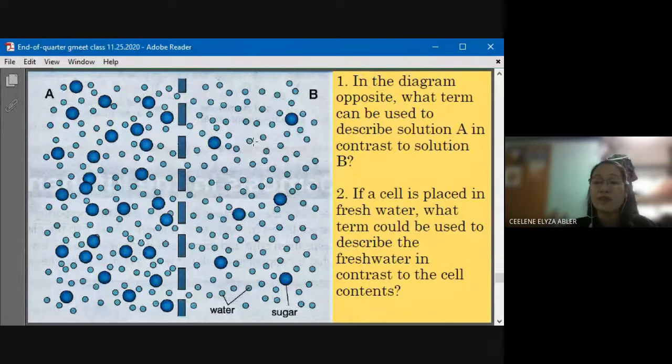So the movement of water, class, is always from a hypotonic solution to a hypertonic solution. So remember, class, that osmosis only happens about water, the diffusion of water. So, i-compare natin. So, ang movement is from B to A. Saan mag-move si water? From B to A. From hypotonic to hypertonic solution. Tandaan ha? So, yun ang magiging movement ng water.